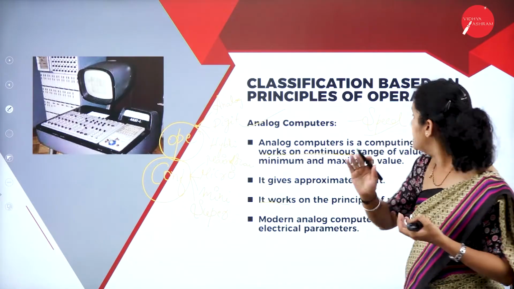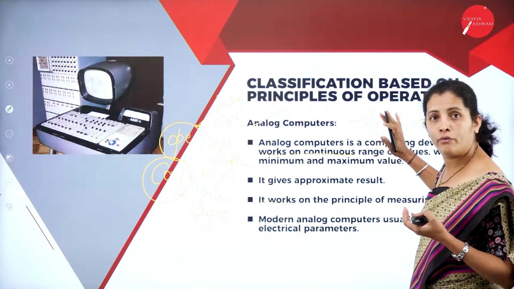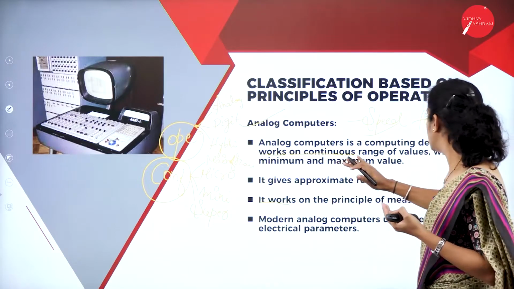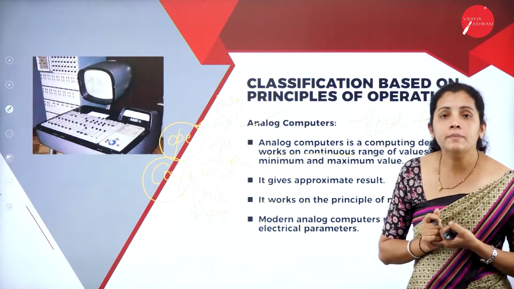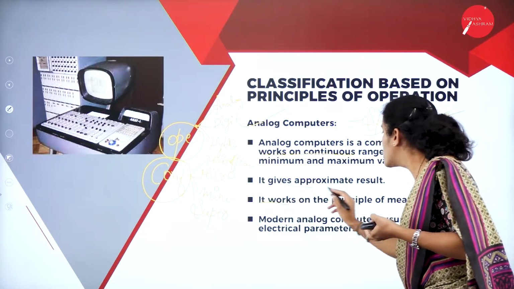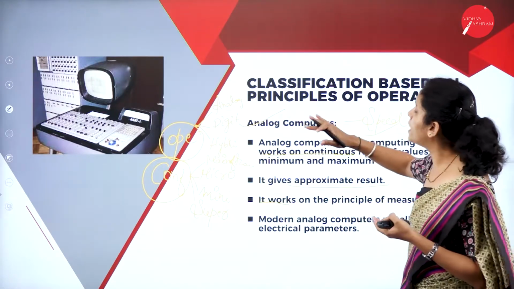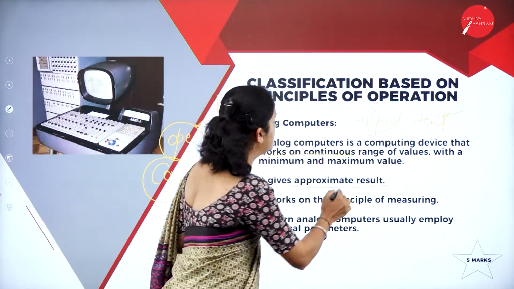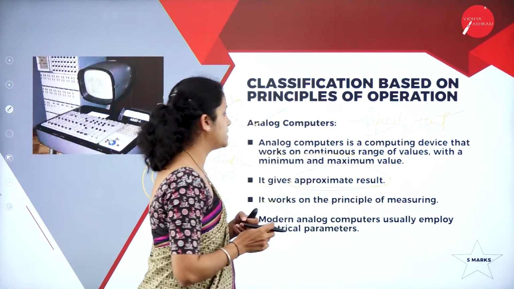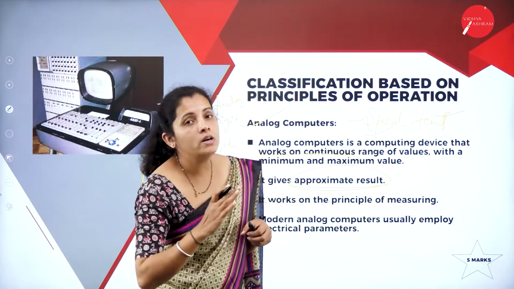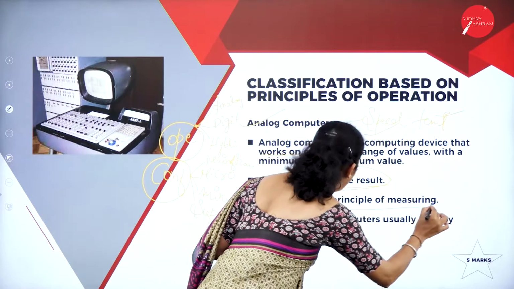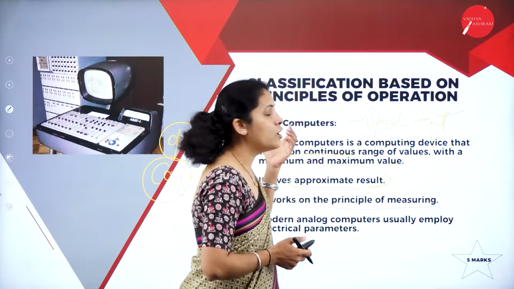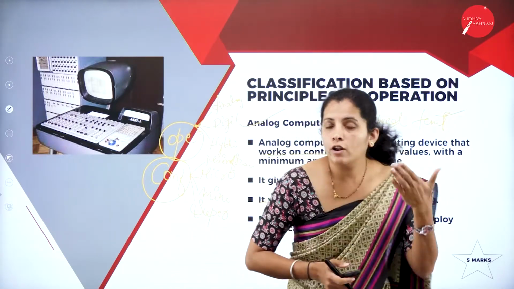When I say it is a continuous range of values, then I'm going to have a minimum value and a maximum value, and it is mainly based on approximate results. That means whatever output I get through the analog computer is an approximate result, and it works based on the principle of measuring. And the best example for analog computers is the analog watch.